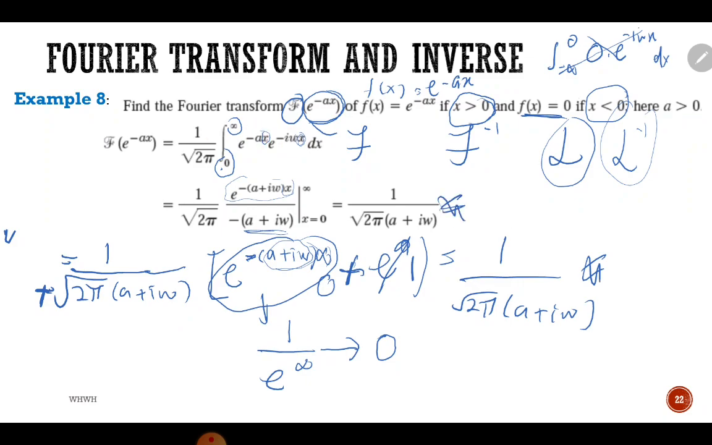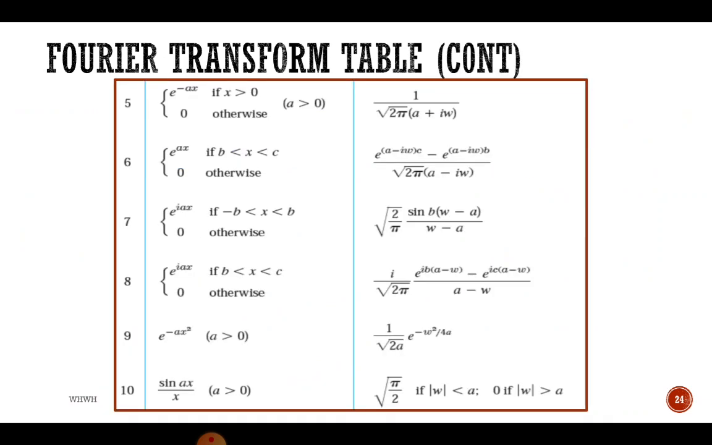And then if you refer to the Fourier transform table, look at number 5. Yes, exactly what we derived, or integrated, earlier. We've gotten the same answer as what is listed in the Fourier transform table, which is 1 over square root 2 pi, a plus i omega.